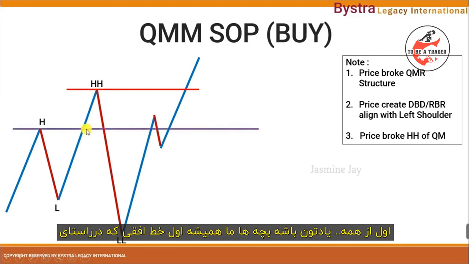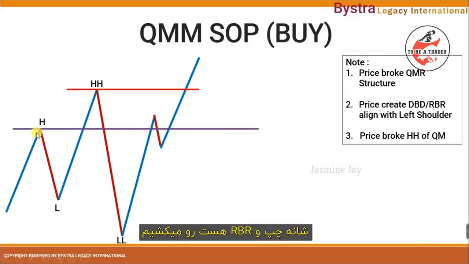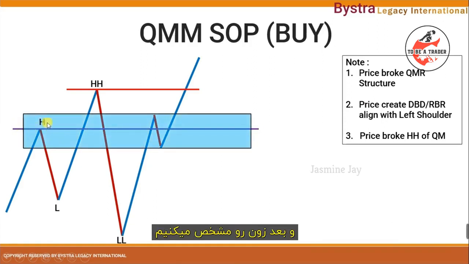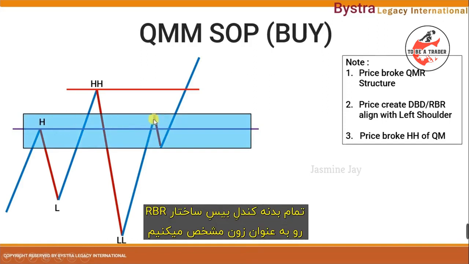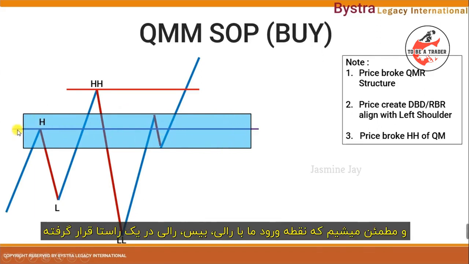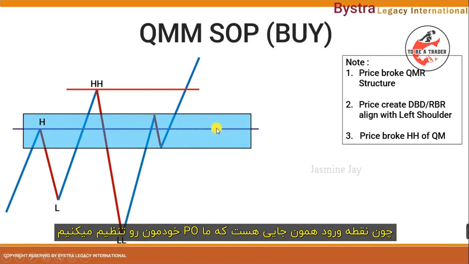First, remember guys, we always mark the horizontal line first, on the left shoulder, aligned with the rally base rally. We mark the zone. So on the rally base rally, on the base itself, we mark the whole zone of the body of the base and make sure that the entry point is aligned with the rally base rally, because the entry point here is where we will set our PO.